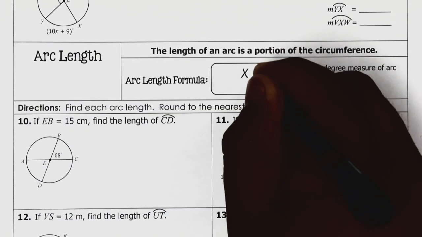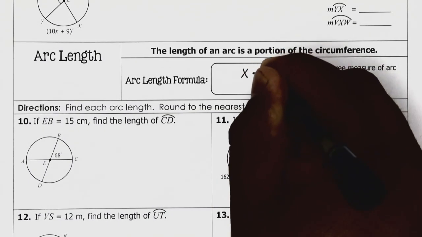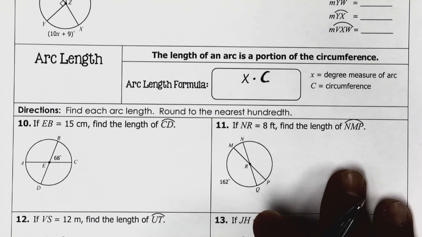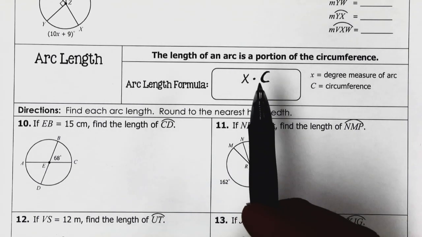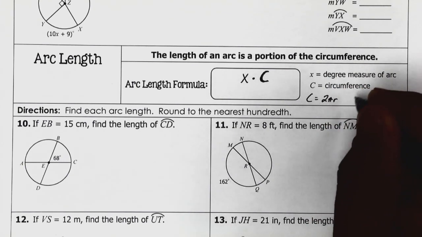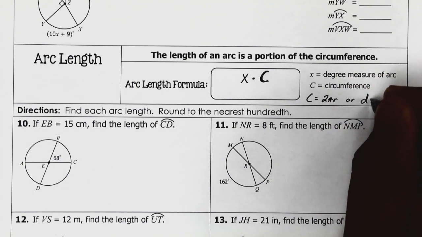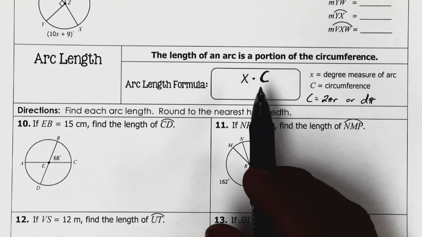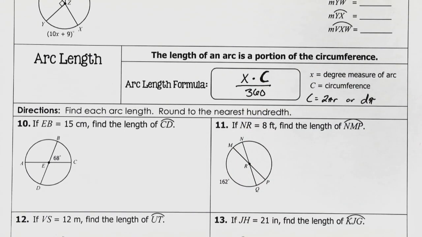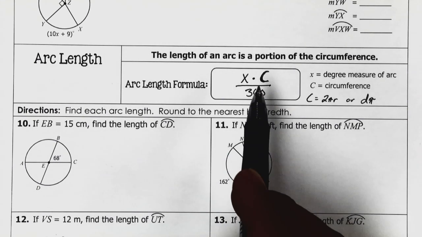You multiply it by the measure of the circumference. Either you're given the circumference or you have to calculate it, but either way we need the circumference measure. The circumference is equal to 2 pi r, or if you have the diameter, d pi. Then you divide by 360. Dividing by 360 gives you the portion of the circle, since a full circle is 360, so to get a fraction of it, you divide by 360. So we're going to use this formula right here.